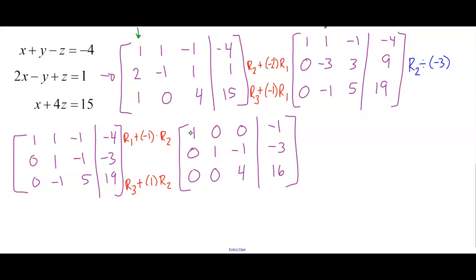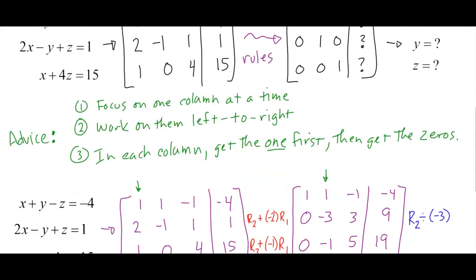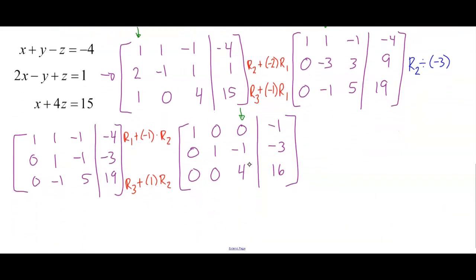So check where we are. The first column looks the way we want it to look. The second column looks the way we want it to look. So our attention is now going to go to the third column, and we want to make it look the way we want it to look. So for the third column, we want it to say 0, 0, 1. It needs to have a 1 at the bottom and zeros above it. Okay, that means that 4 there needs to get converted into a 1.